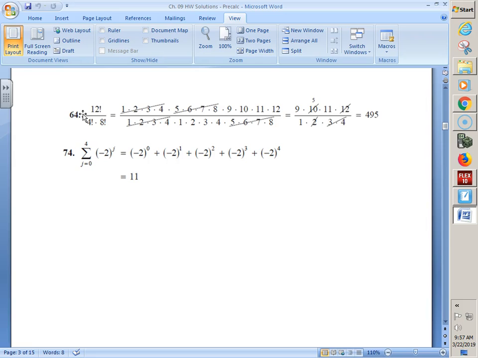Is it good to be able to use your calculator? Yeah. Well, you have to do some things by hand. Yeah.